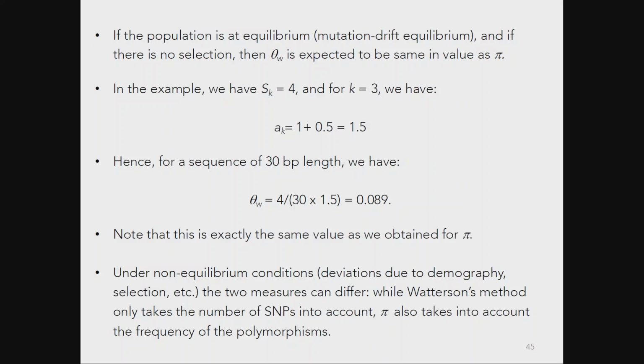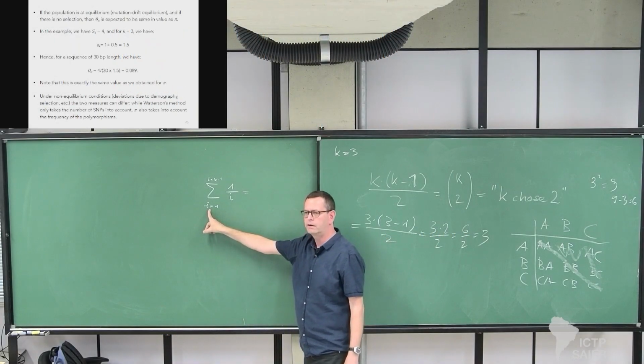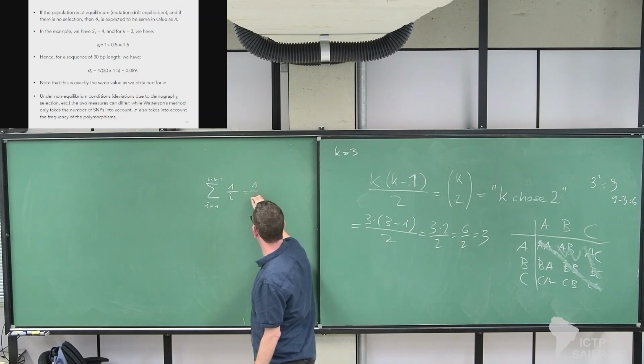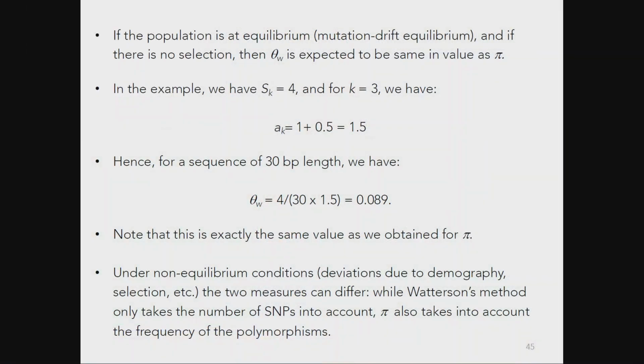We have 4 segregating sites. We have 3 alleles. Our correction factor, if we do the sum, we get 1 plus 0.5 equals 1.5. So we start the summation at 1, and what we get is 1 plus 1/2. So that's how we get this thing.